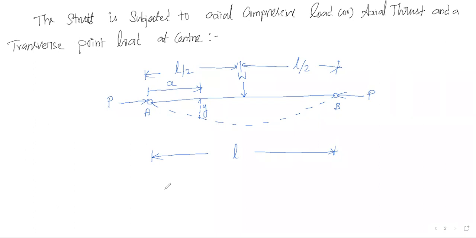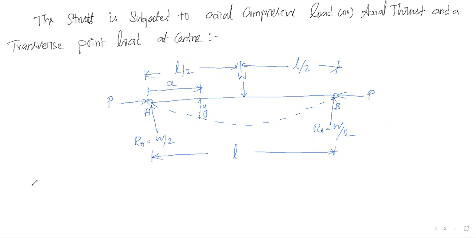Now what should we do? We have to write a statement such that the column AB has a span of length L and has the axial compressive load P at its ends A and B, and the point load W is acting at the center of the span. Then at any section X from the support A, the deflection is calculated as Y. So this is the constraint. After that, we have to calculate the reactions RA and RB. RA is equal to W by 2 and RB is equal to W by 2. So these are the constraints right now.